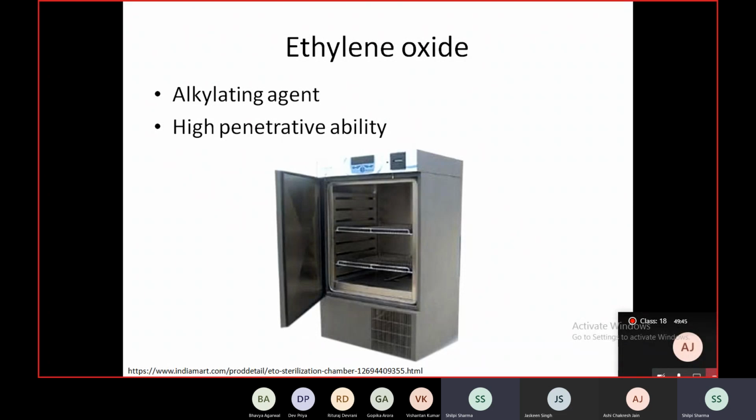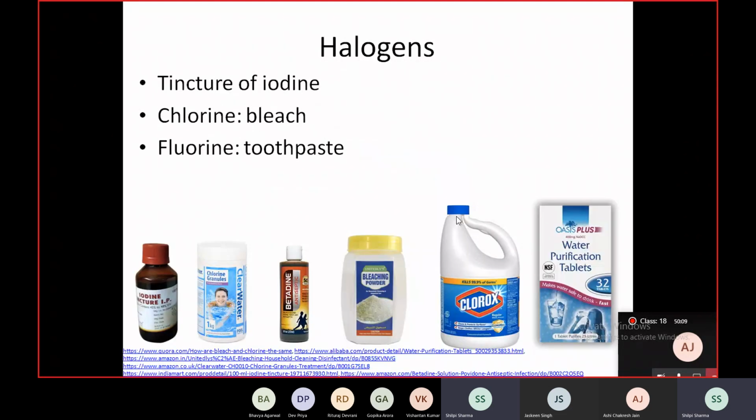But like the other two, that is formaldehyde and glutaraldehyde, in fact, all the alkylating agents are so strong. There are reports of these being carcinogenic. And ethylene oxide is also known to be highly explosive. So these are to be used only under very controlled conditions, following the prescribed norms. Halogens, well, they are used for disinfection. The ones that are commonly used are iodine, chlorine, and fluorine.